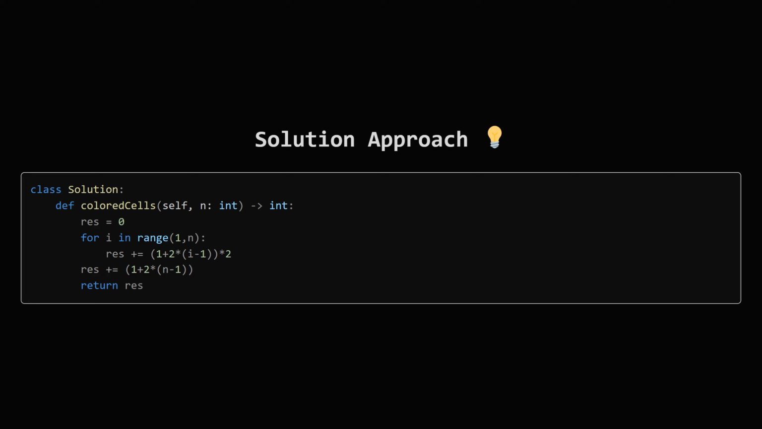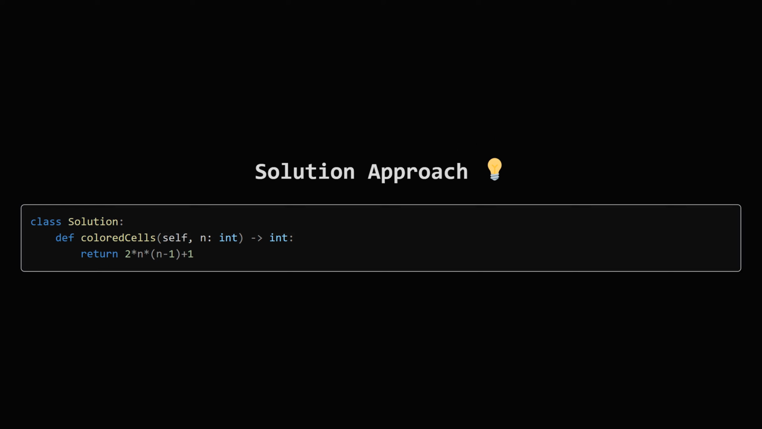Here's my first solution. I looped from 1 up to n. In the loop I incremented the result by 1 plus 2 times i minus 1 times 2. Then outside the loop I added on 1 plus 2 times (n minus 1). This solution is O(n) because the runtime is directly proportional to n. The bigger the value of n, the longer it runs.